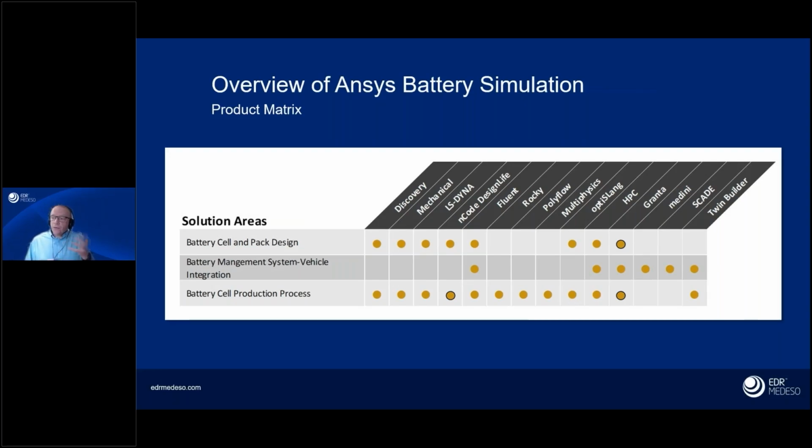But then probably what we're going to want to do is promote that up and do a more full-featured analysis, say a structural analysis in Ansys Mechanical or in LS-DYNA or a CFD in Fluent. So we can take our geometry and any modeling efforts we've done in Discovery, and we can promote that into these more full-featured simulation packages. And you can see that those are appropriate both for the cell and pack design and also for the battery production process.